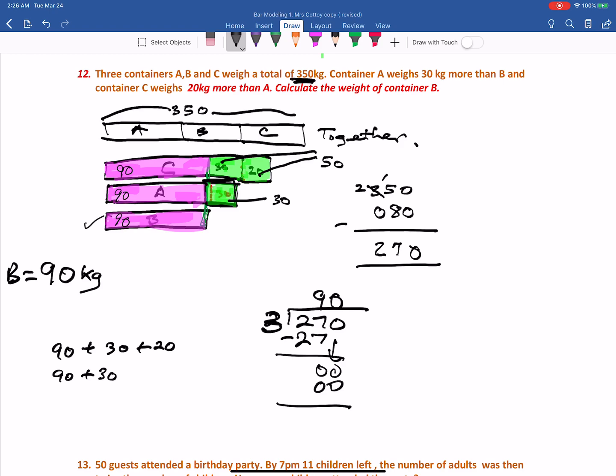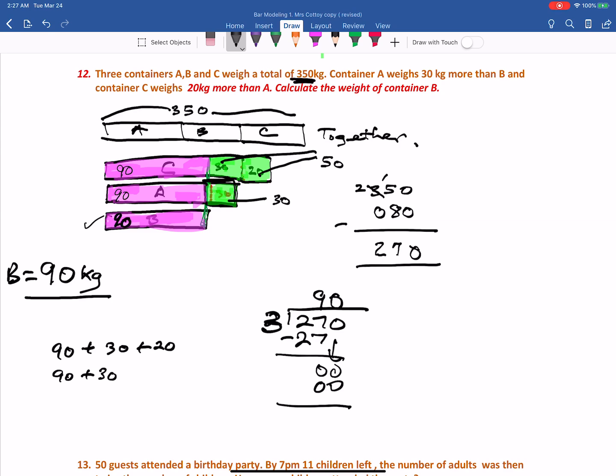We already know what is the combined weight. But let's use our answer back in the question to double check. Right, we're saying that B is 90. 3 containers A, B, C weigh a total of 350. So we said here is 90. Great, we have it on our diagram already.